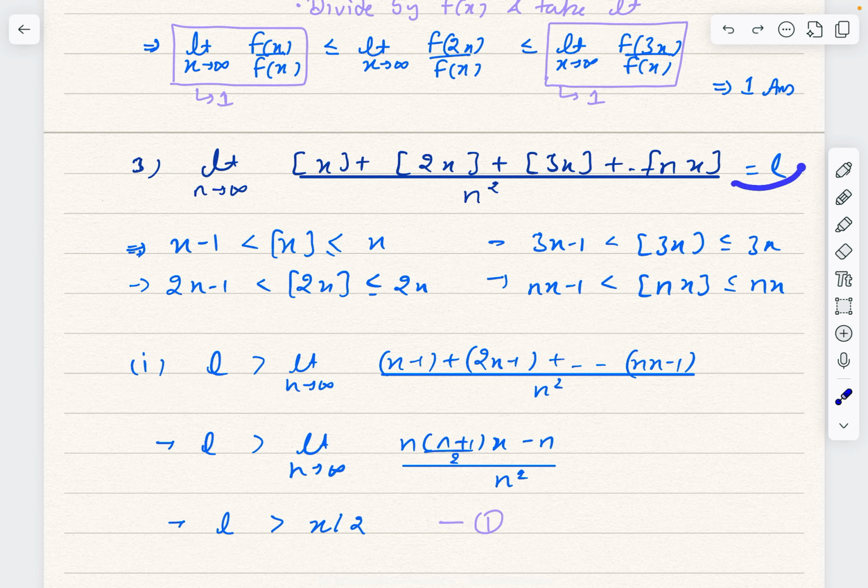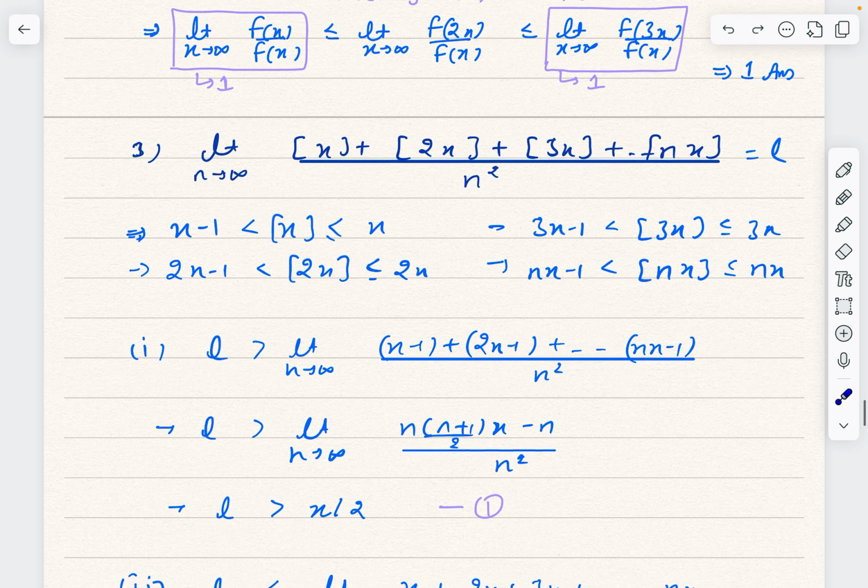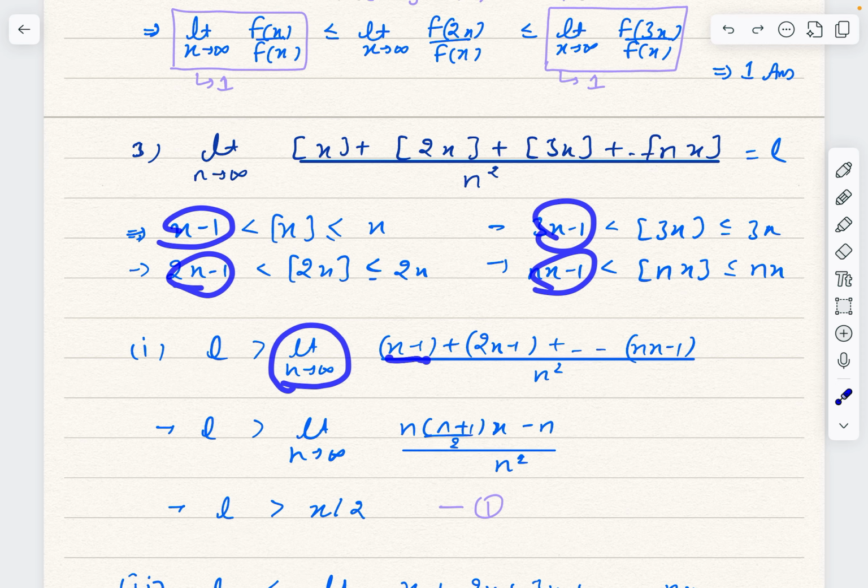Here we assume this limit to be L again and do the same thing. [x] lies between x minus 1 and x. So [2x] will lie between 2x minus 1 and 2x, and keep on doing this till [nx], which lies between nx minus 1 and nx. Now all of these are more than the left-side terms. So L should also be more than the limit as n tends to infinity of the left-side terms: x minus 1, 2x minus 1, up to nx minus 1, divided by n squared.